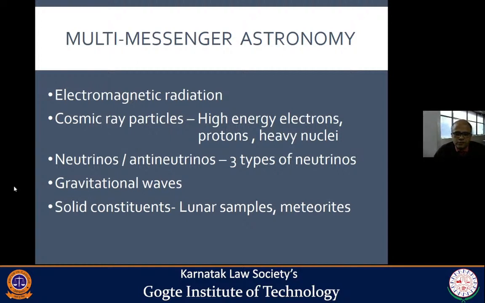The last one is where one can collect samples. So we have meteorites or lunar samples. So these are different ways in which one can investigate celestial objects.